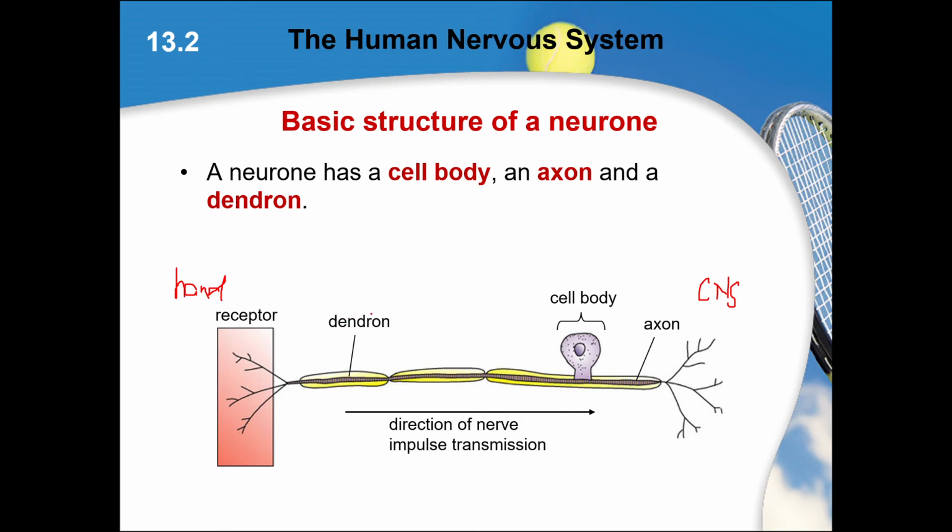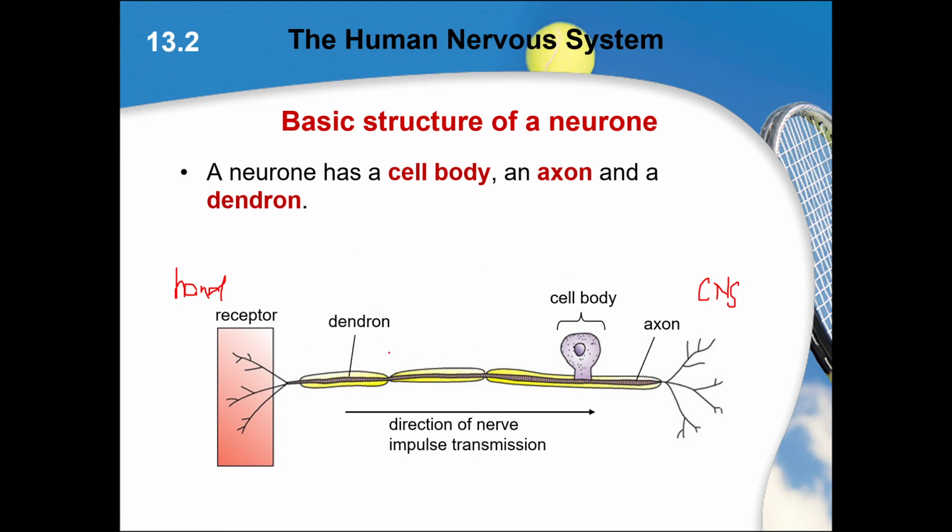Now I'm just going to explain to you the definitions of each of these. Alright, so a receptor is basically a structure that actually senses something. So it senses touch, it senses heat, it senses changes in temperature. What does a dendron do? Right? So the dendron is defined as a part of the neuron that transmits nerve impulses towards the cell body. You can see that the dendron happens first before the cell body.